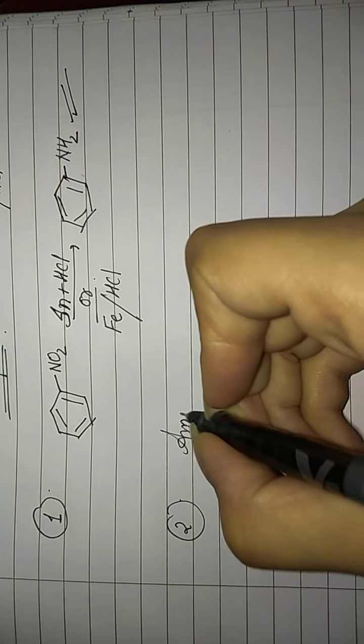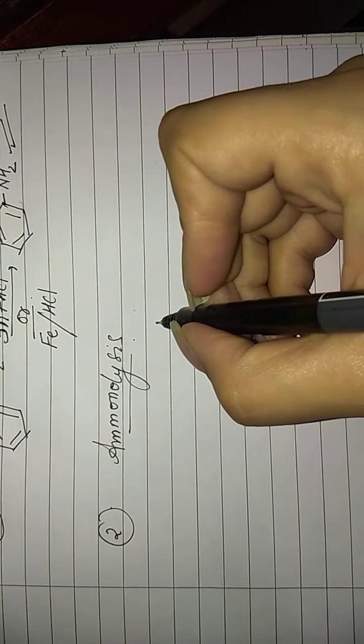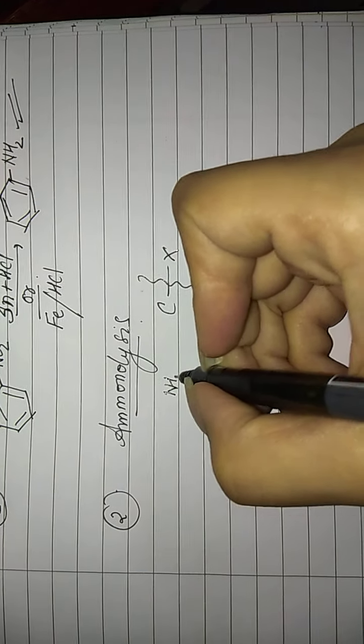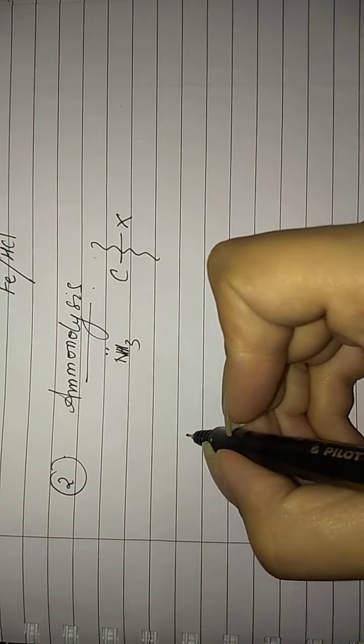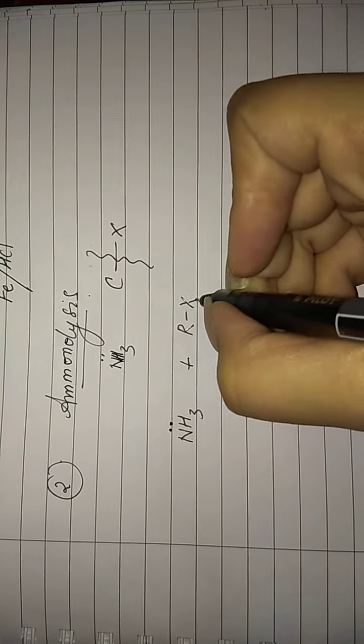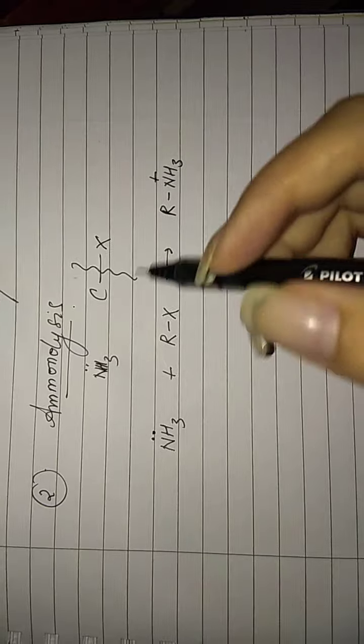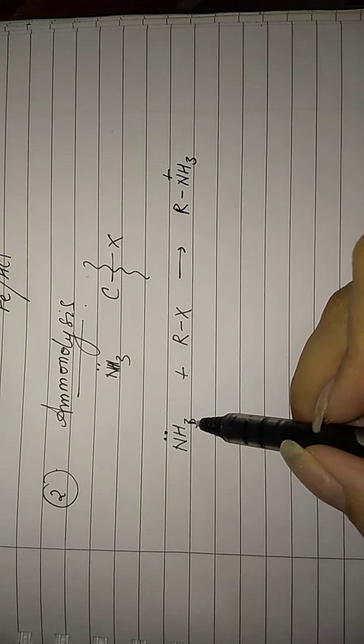Now the second method is ammonolysis. Now what is ammonolysis? Ammonolysis is actually the cleavage of the C-X bond by the ammonia molecule. Now how does this take place? When you react the ammonia molecule with RX, what you get is RNH3+. That means the R group attaches to the NH3+.